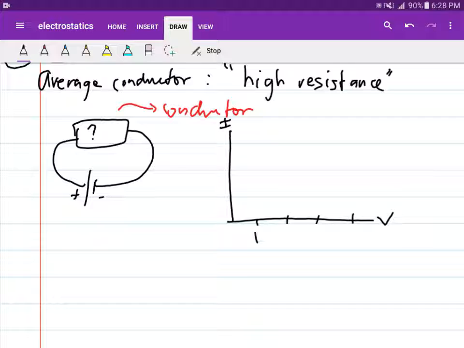For example, at 0 volts first, we don't have any current, so our plot would be 0, 0. Applying 1 volt in the battery, we have, say, 1 ampere. At 2 volts, 3 volts, and so on, 4 volts, we see that current is increasing linearly with respect to the voltage applied.